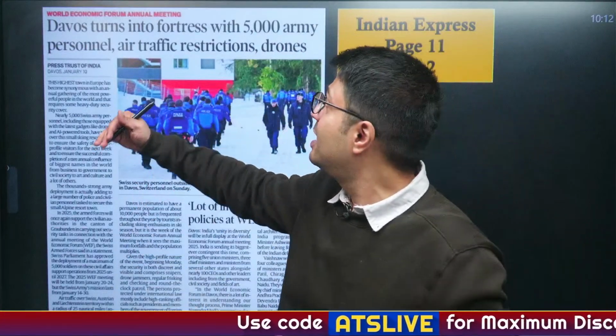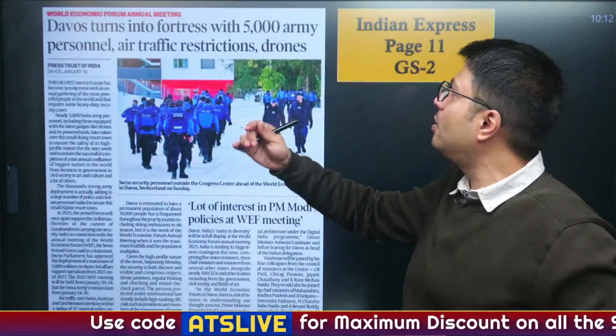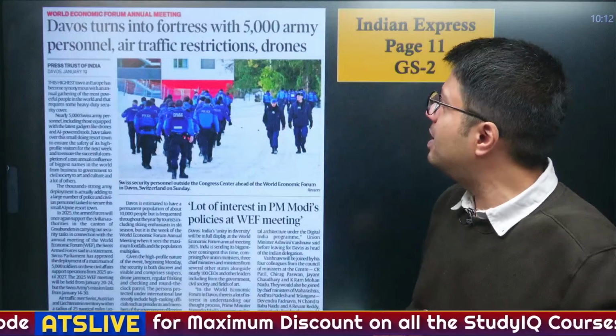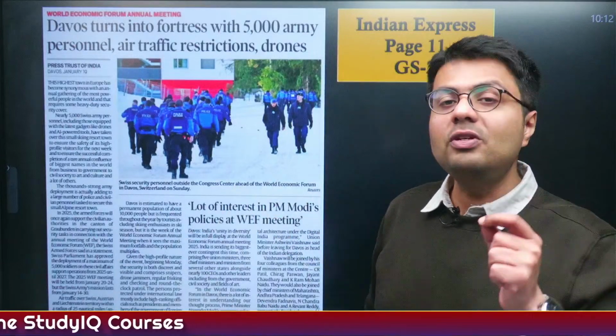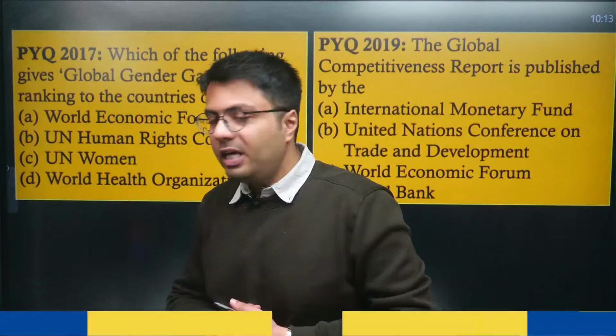Now, having said all that, let us move with our first article today. This article appeared on the 11th page of the Indian Express, and it tells you that Davos, a city located in Switzerland, has turned into a fortress with almost 5,000 army personnel, air traffic restrictions and drones. And why is the Swiss government making all this effort in Davos city? Because this city is the venue of the annual summit of the World Economic Forum.